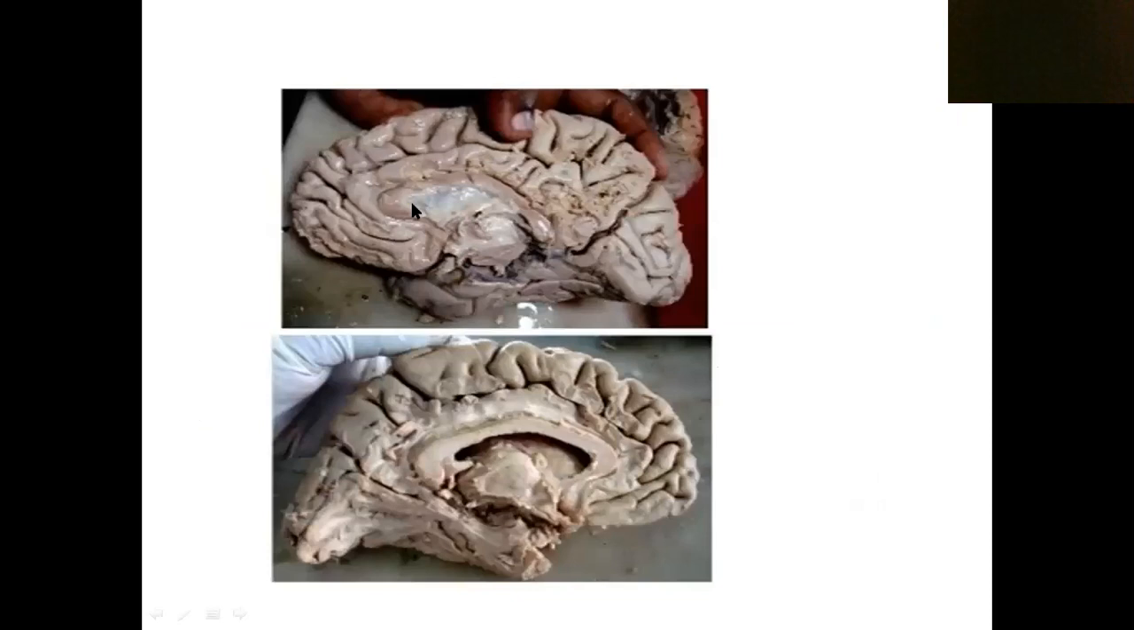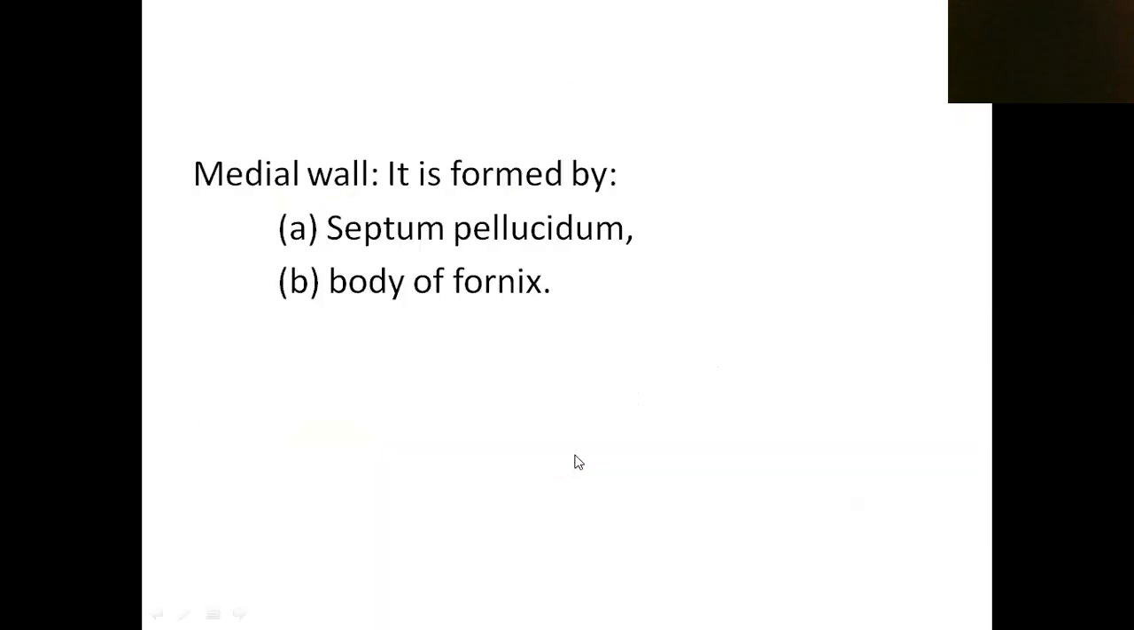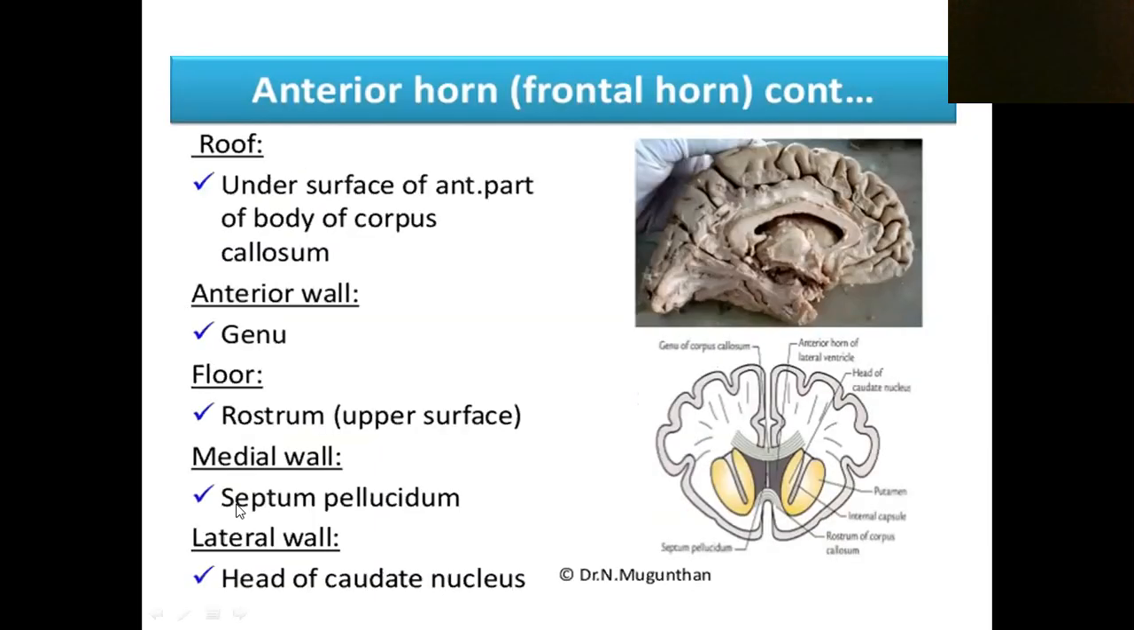See here also, this is the opposite side. So this is the anterior horn here. Here also it is closed by the septum pellucidum. Here also it is closed by the septum pellucidum. So the medial wall is formed by the septum pellucidum. Mainly the roof, anterior wall, floor, and a medial wall. So those are the boundaries of this anterior horn.